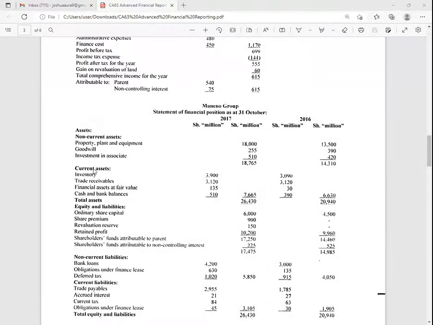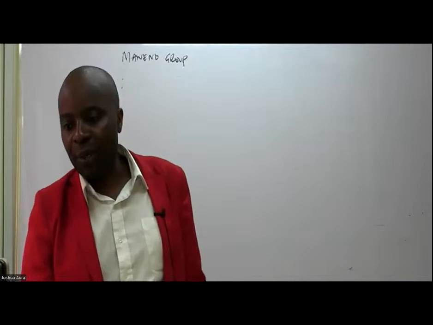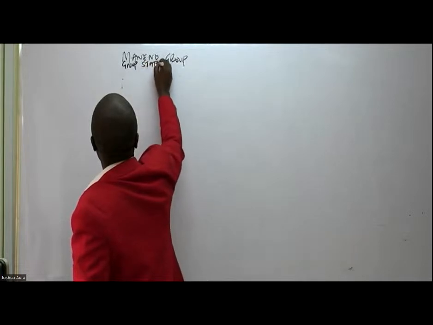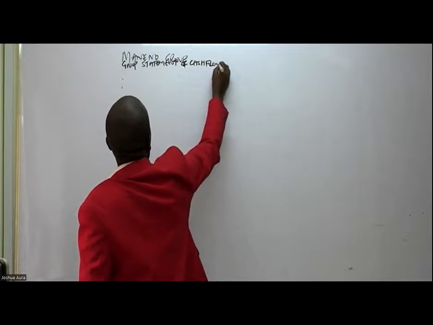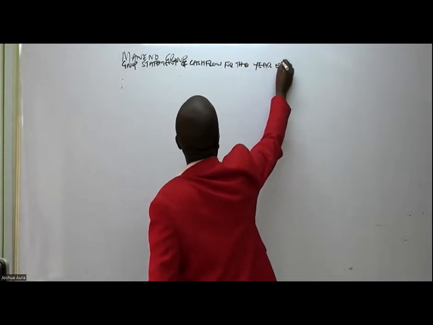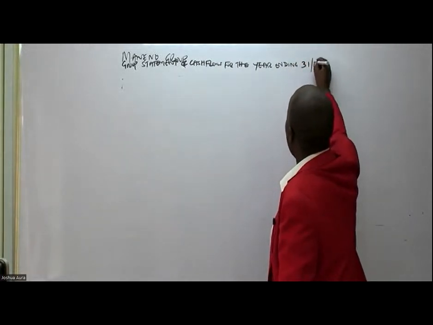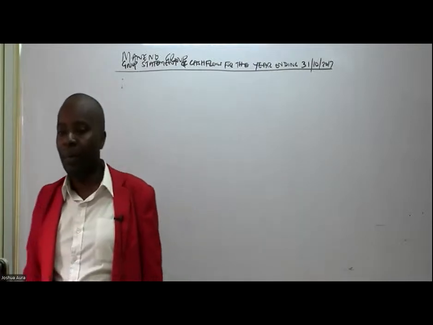Maneno Group wants us to give them the group statement of cash flows for the year ended 31st October 2017. So we have here group statement of cash flows for the year ending 31st October 2017, and then you have a line. Please underline like that.